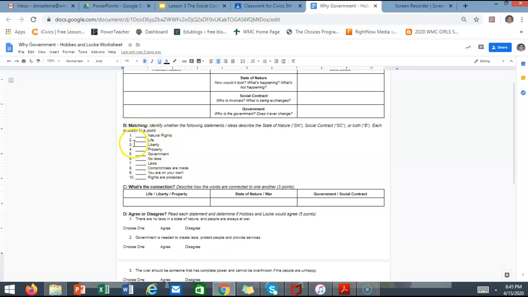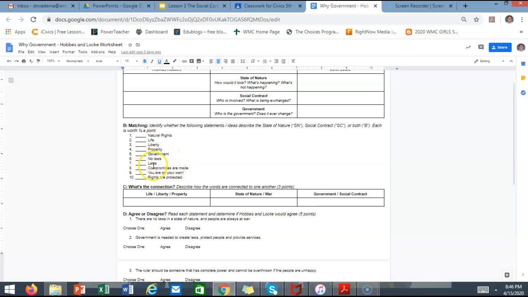For Part B, the matching, 1 through 4, all should be both. Realized natural rights are rights that people get from birth. Life, liberty, and property are examples of that. From birth means they exist both with the social contract and state of nature. They're always there. It's both. Question 6, no laws. That is the state of nature. Question 9, you are on your own. No laws, no government, no protection. That's the state of nature.